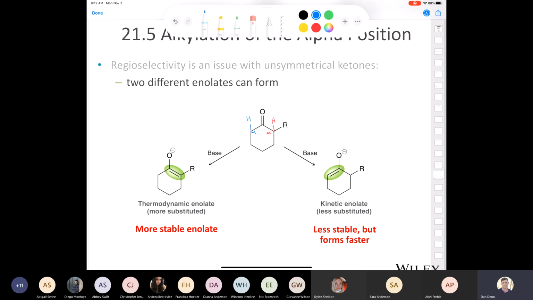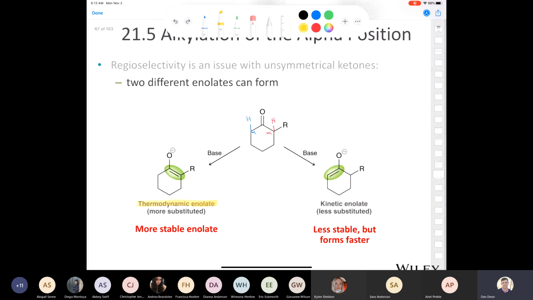So if we were to treat that with a base, let's say an alkoxide base, which one of these enolates is going to predominate? Well, the answer is here. It says that under thermodynamic conditions, what is called the thermodynamic enolate will predominate. Now, what is thermodynamics governed by? It's governed by the stability of the product. And so in this case, we end up with a more stable enolate. Why is this enolate more stable than the enolate shown over here?